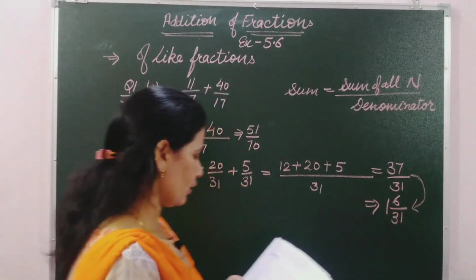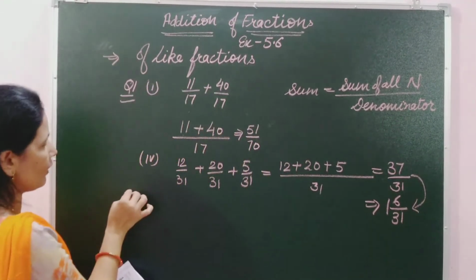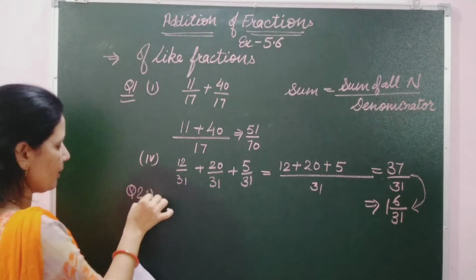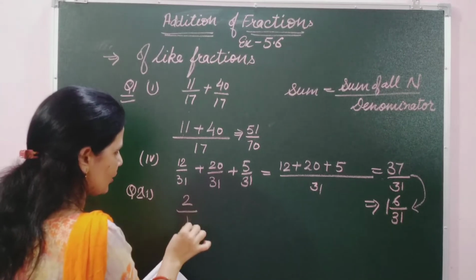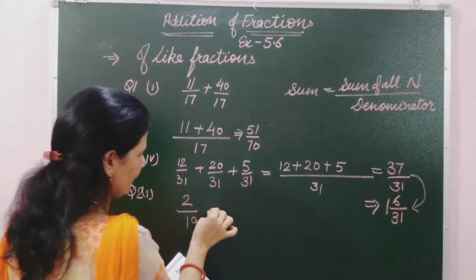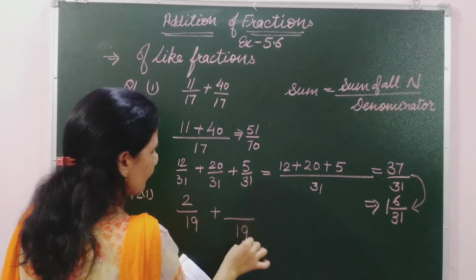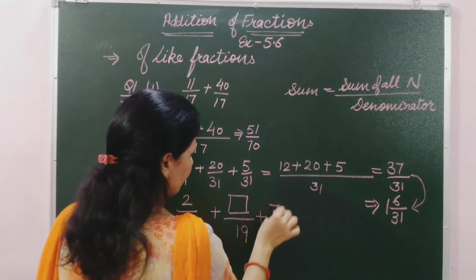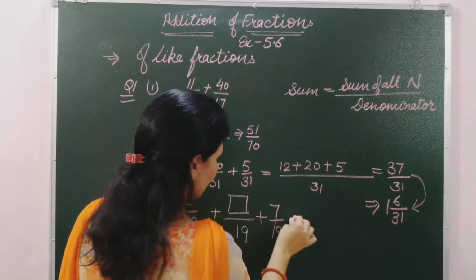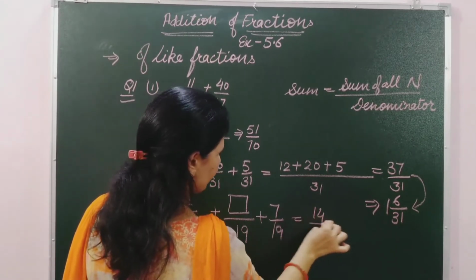Okay, now take question number second. In question number second, we have to find the missing part. Missing part is based on fractions only, and the fractions are given like fraction 2 by 19. Then the fill-up is given as a numerator, then 7 by 19. And the answer we get from here is 14 by 19.